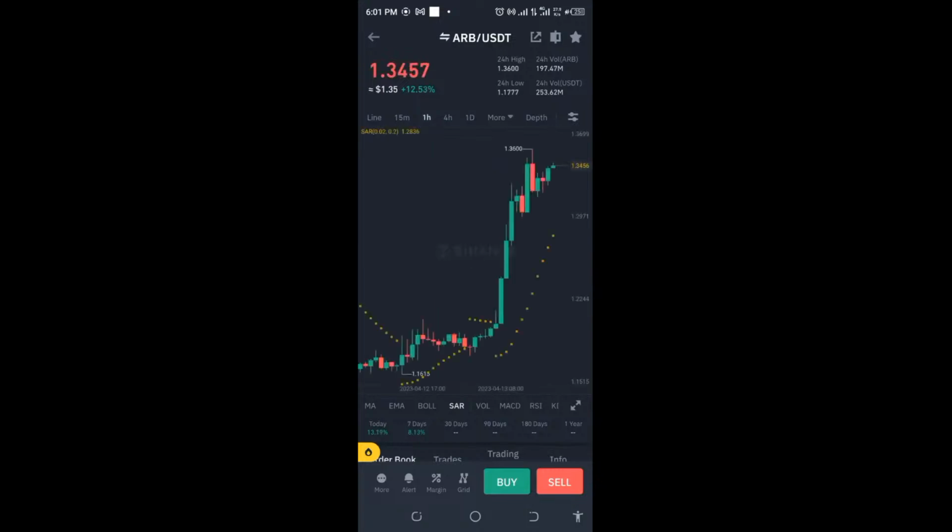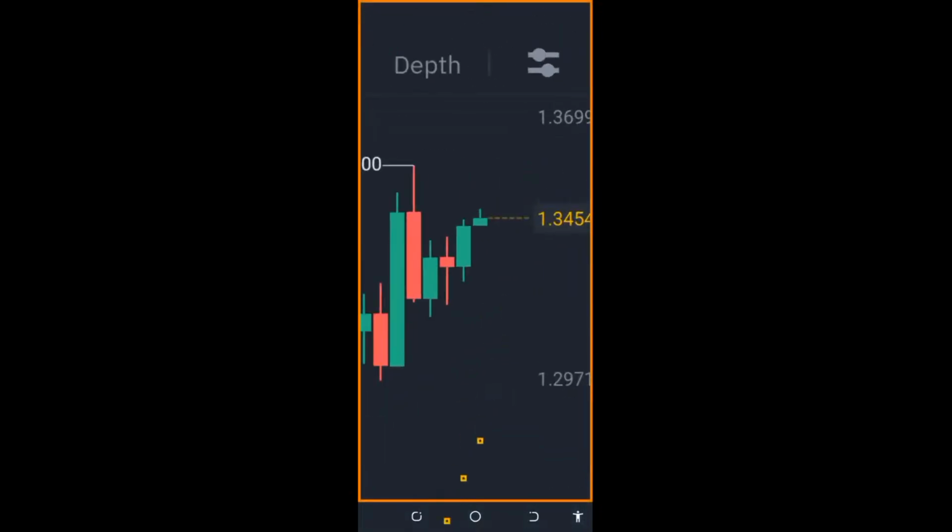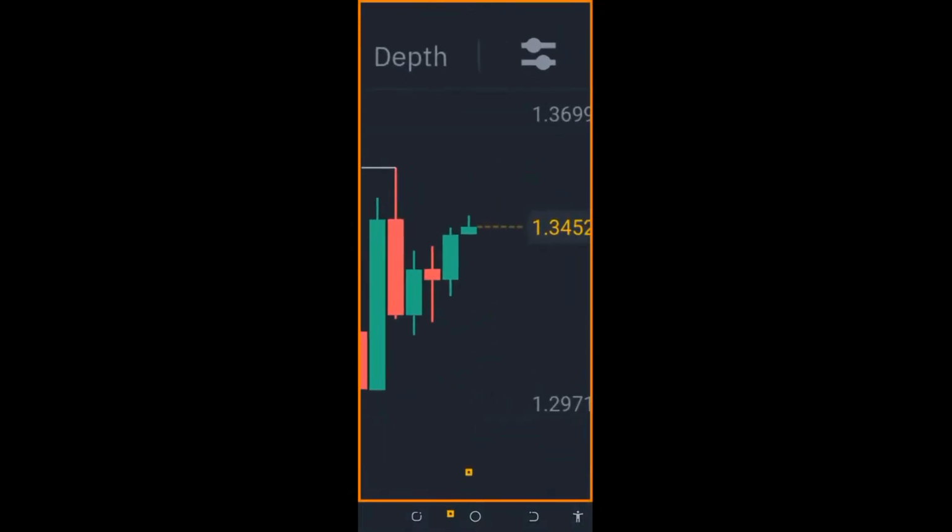Let's look at the 1-hour chart. I'm seeing that it's been pumping. It was going up and down for a while. The previous candle was a red candle, and now it's going up. Well, let's see how it is.